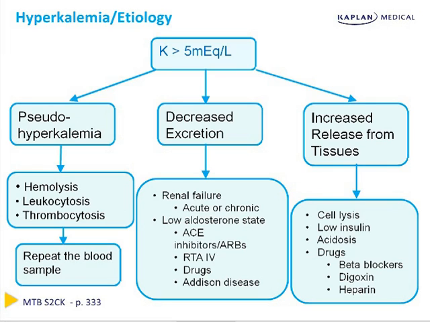Additionally, low insulin state can lead to the increased release of potassium from the inside of the cells to the outside of the cells. Acidosis can likewise lead to a shift from intracellular to extracellular potassium. Medications such as beta blockers, digoxin, and heparin can also lead to a shift of potassium from inside to outside the cells.